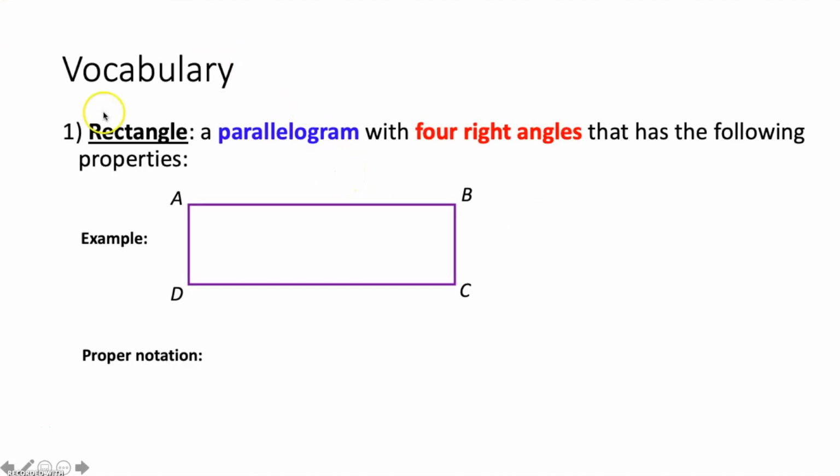Yahoo! The first thing we're going to talk about is a rectangle. That's a parallelogram with four right angles that has the following properties. So the first property of a rectangle would be that opposite sides are parallel and congruent.